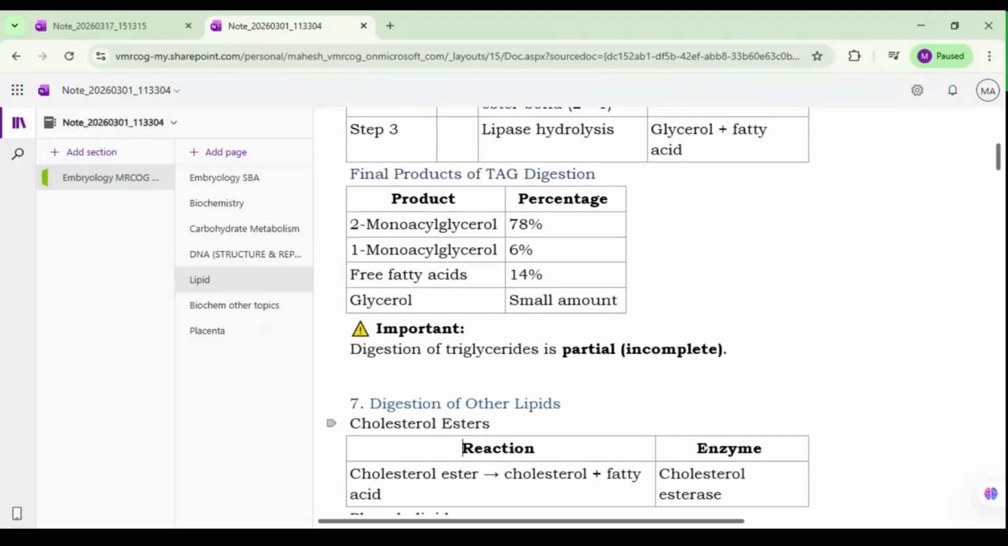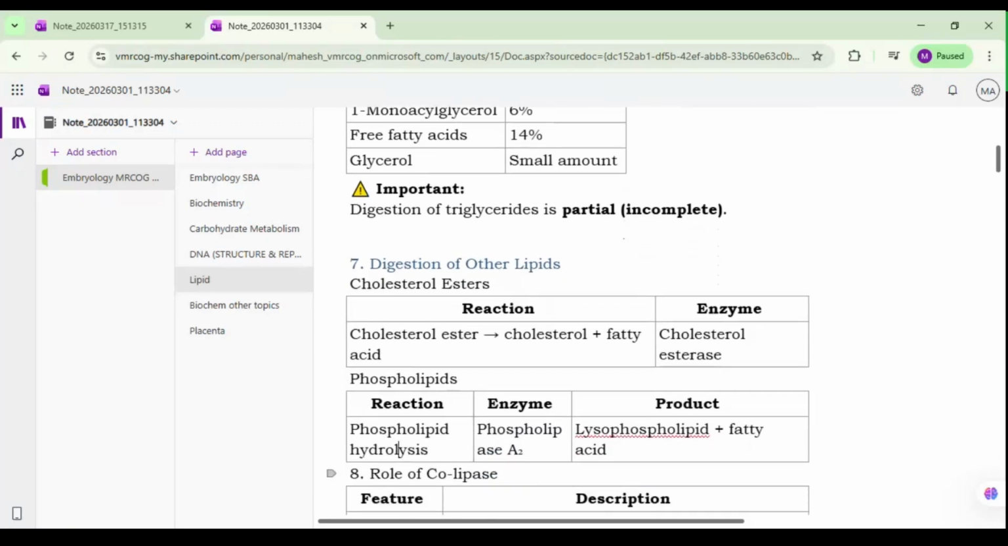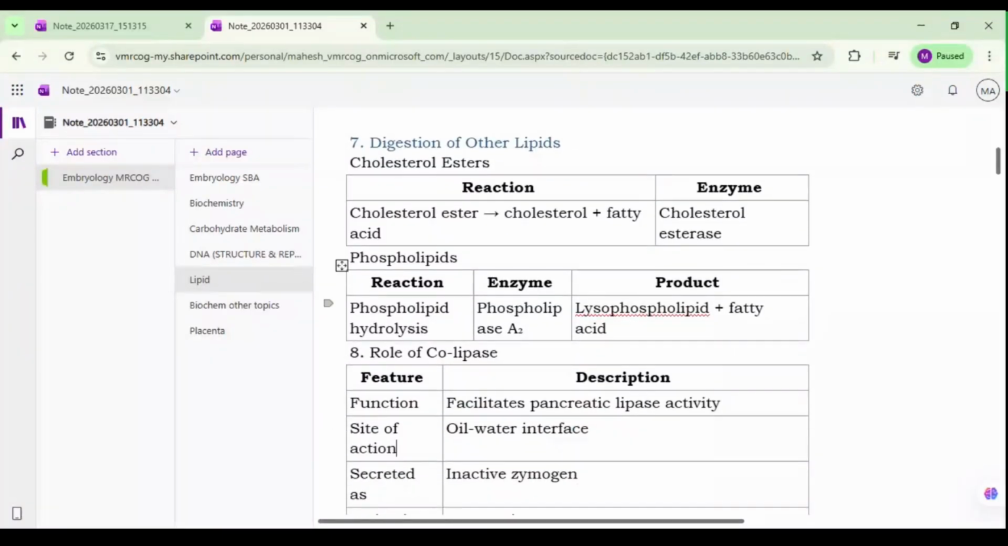Then there is the digestion of the other lipids. We have seen it is in 3 forms. We have just seen triacylglycerol. Then there is cholesterol ester, which will be acted on by cholesterol esterase to give cholesterol plus fatty acid. Then you have phospholipids. Phospholipid hydrolysis takes place with the help of the enzyme phospholipase A2, and the product is a lysophospholipid plus fatty acid. So there are various enzymes that we have seen.